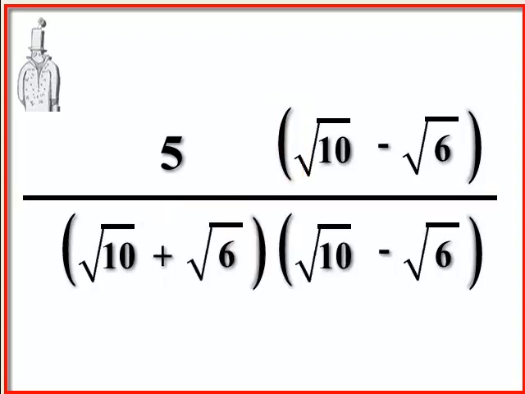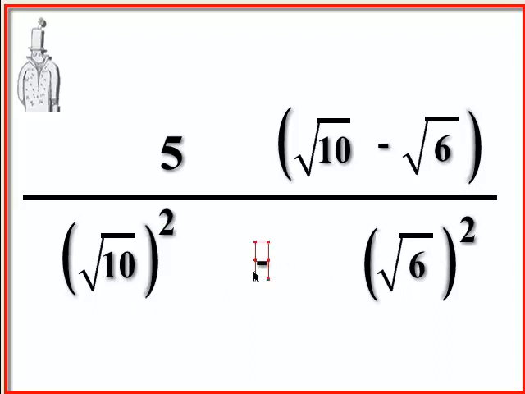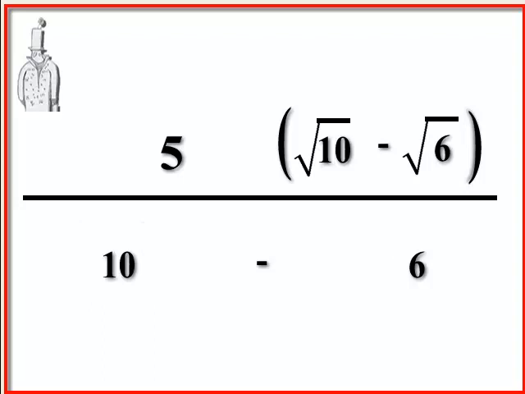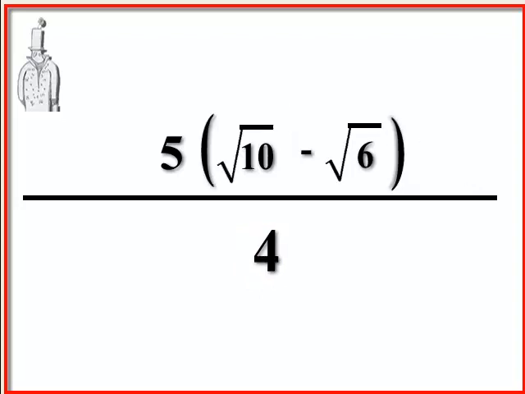So let me show you that again. The middle terms are going to cancel out, so we're going to get square root of 10 squared minus square root of 6 squared. And these exponents are going to do away with these radical symbols. It just comes to be 10 minus 6, which is 4. So that is the denominator, but now let's clean up the numerator a little bit.